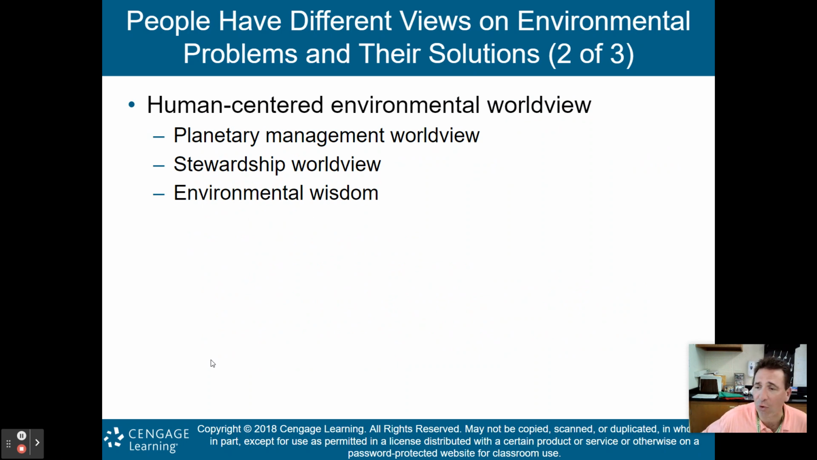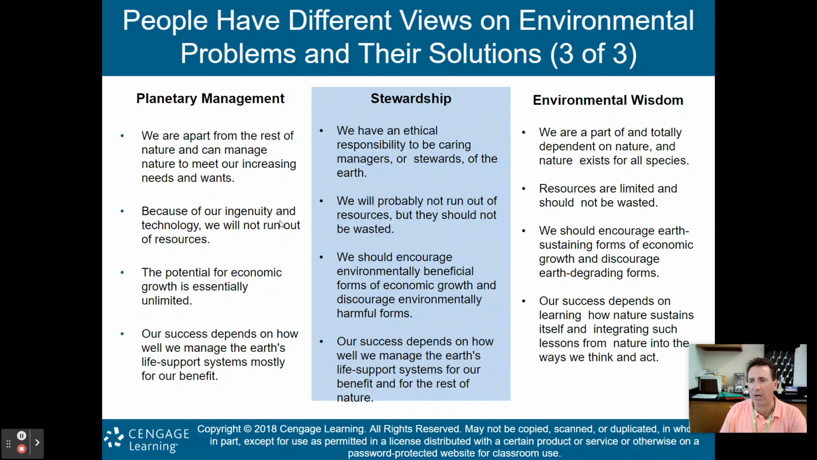So there are three human-centered environmental worldviews out there. One is called the planetary management worldview. One is called the stewardship worldview, and one is called environmental wisdom. So this chart here is kind of important. I would definitely understand the differences between the planetary management, stewardship, and environmental wisdom views of the environment. So what's planetary management?